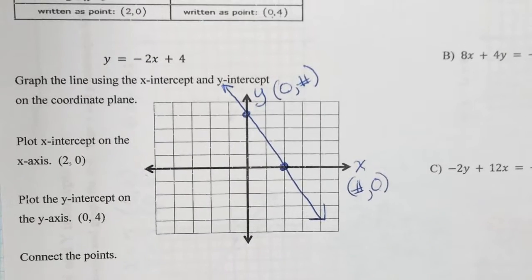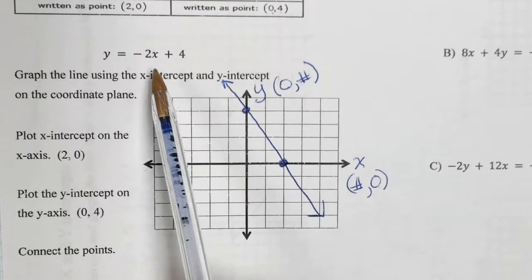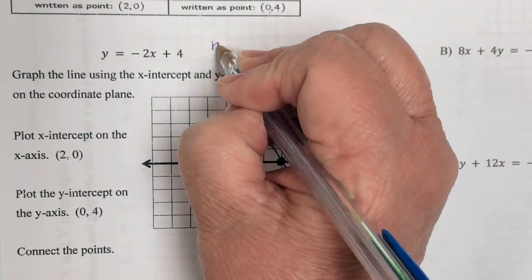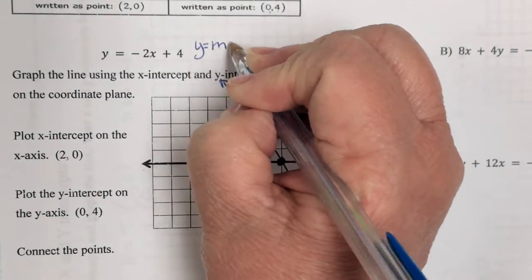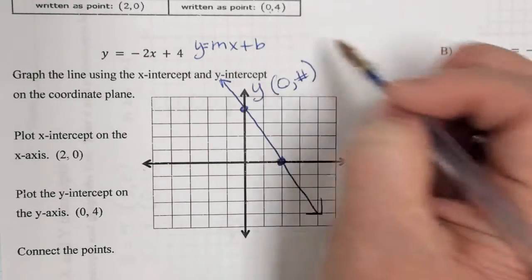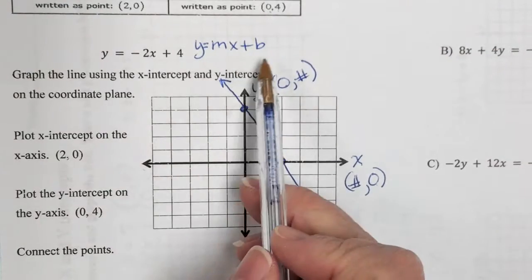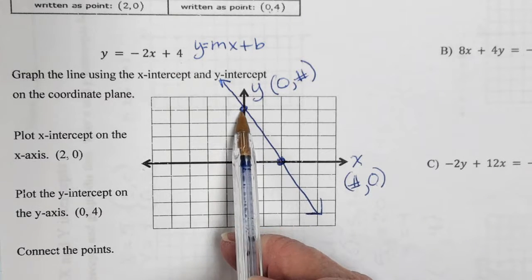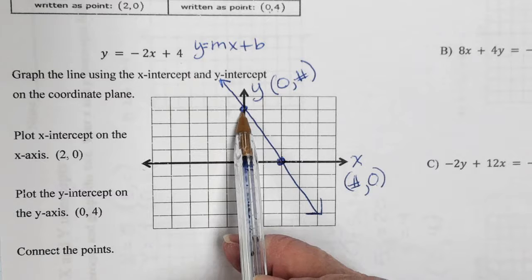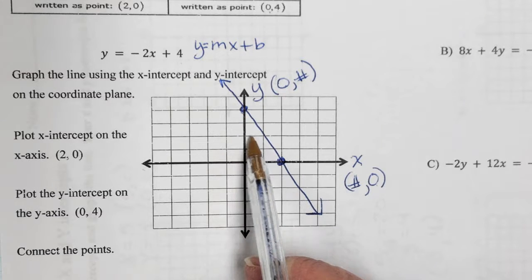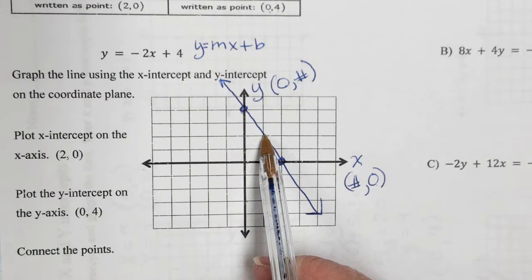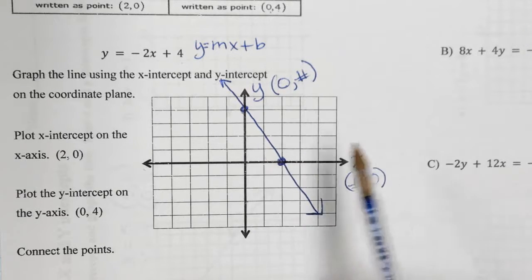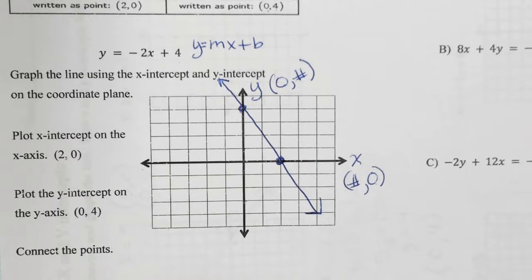Now, some of you may have noticed that this equation that they gave us was in slope-intercept form. Remember, slope-intercept form is y equals mx plus b. So, this is the y-intercept, +4. And then to count our slope, we would go down 2 over 1. Down 2 over 1, we're on the line. Down 2 over 1, we're on the line. So that's another way to check that we've graphed it correctly.